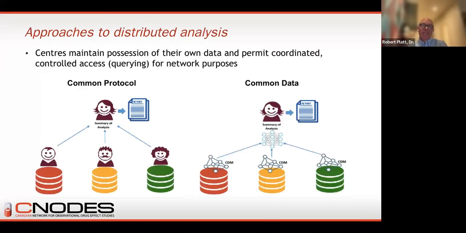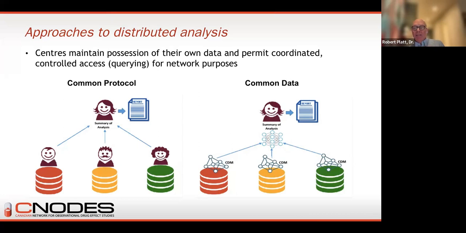Okay, so these are the two that we're going to talk about today. This is just a schematic of the common protocol on the left, where analysts are running, the little Fisher-Price people in the bottom, analysts are running common analyses on each of the three sites and then sending summaries of those analyses back to the center, the coordinating center, who then summarizes those and produces a report.